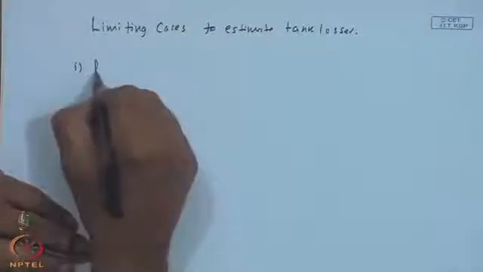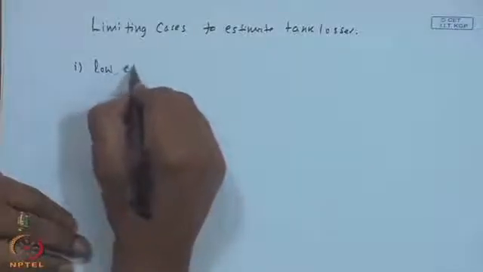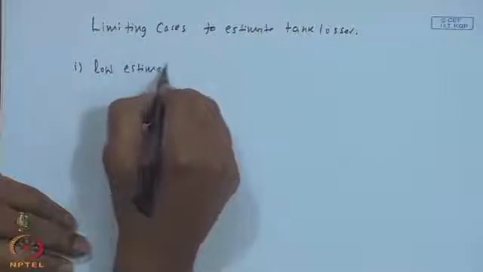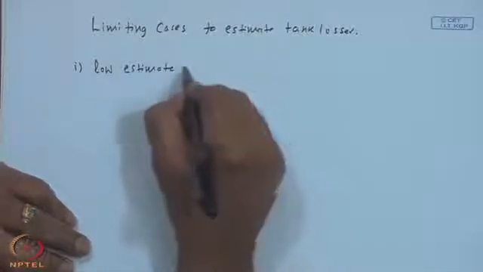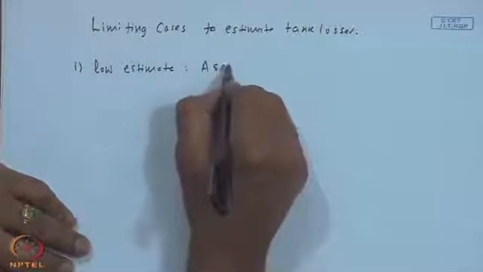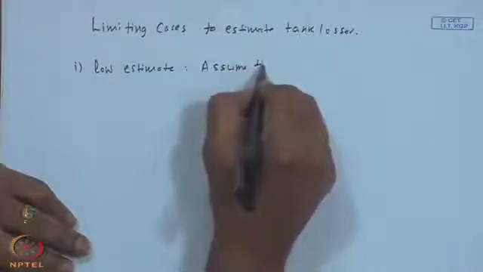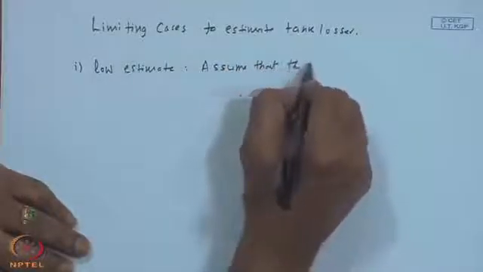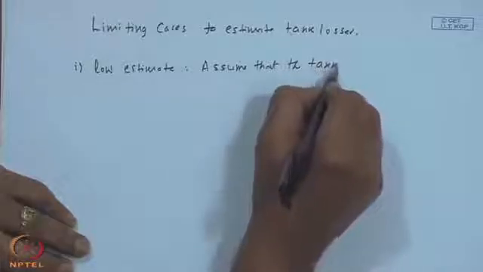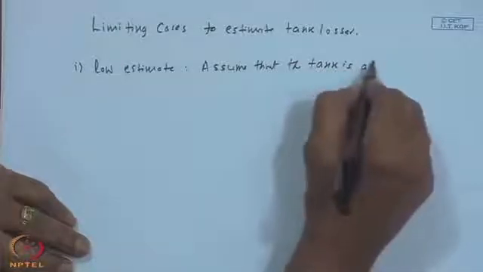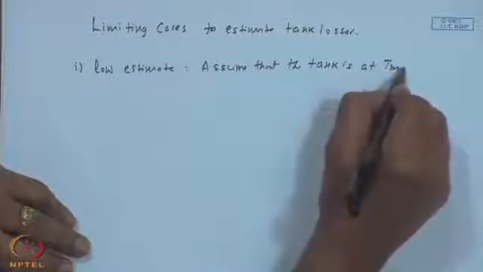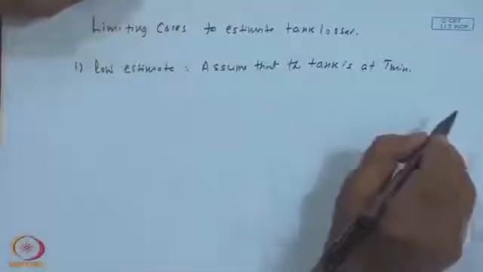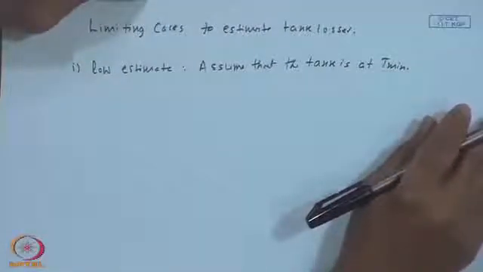One, a low estimate: assume that the tank is at T minimum, because the system is supposed to deliver energy at or above a temperature of T minimum, the tank temperature cannot be lower than T minimum.